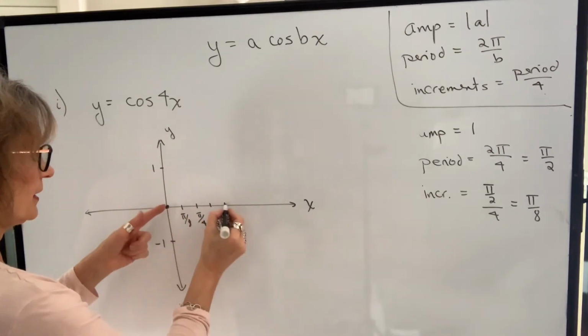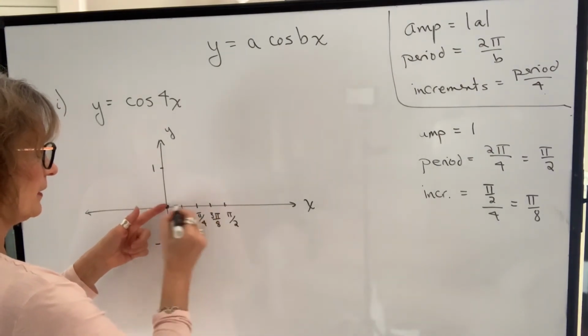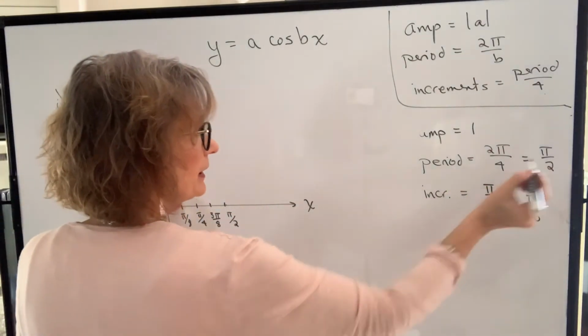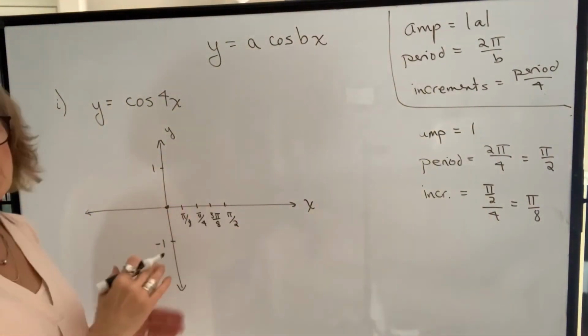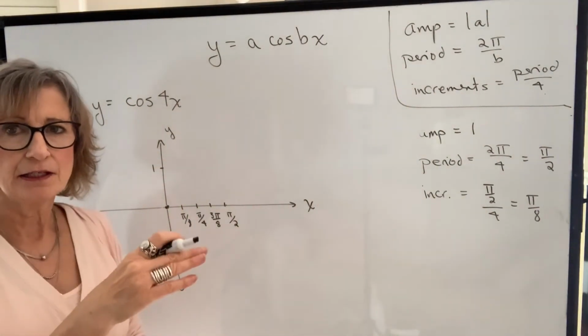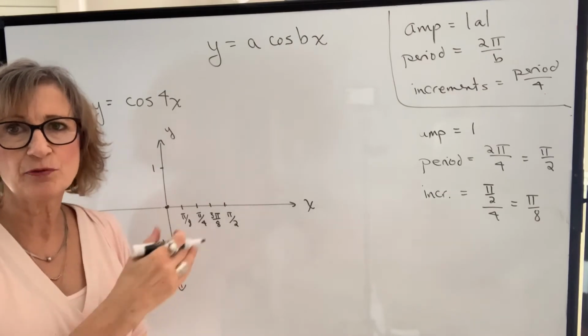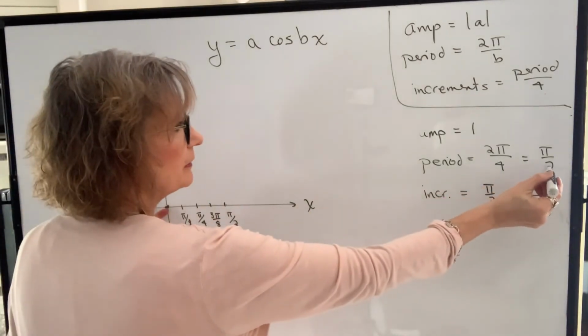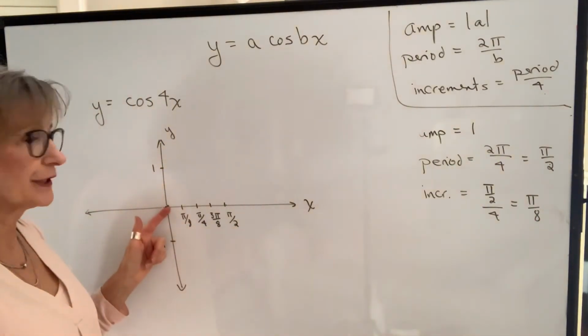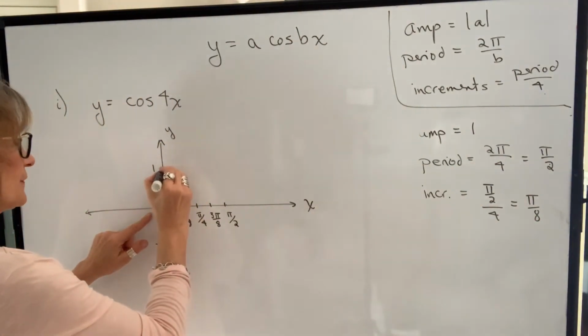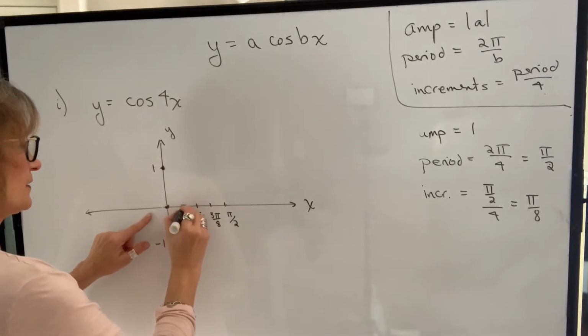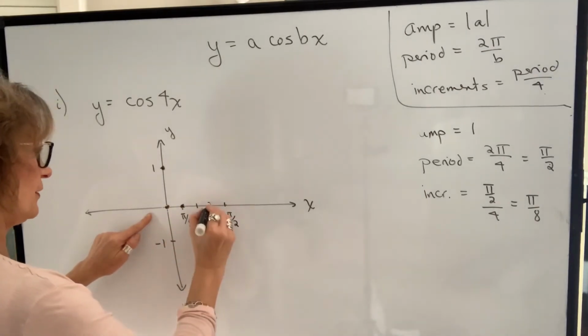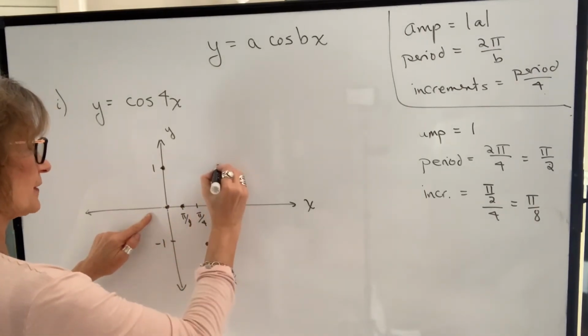You can always check, is this interval equivalent to the period of pi over 2? Yes, it is. That's how long it takes the cos curve to complete itself before it starts over. If you've done it correctly, this distance should be what you've calculated for the period. So our cos curve starts at 1, 0 here, -1 here, 0, and +1.